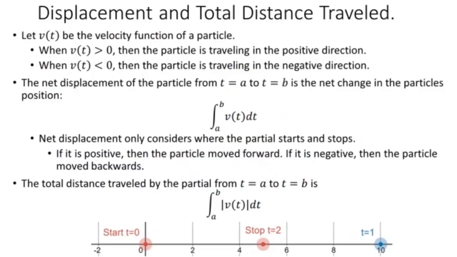Oftentimes, in many different applications, we may use different words that all represent net change. When it comes to position, velocity, and acceleration of a particle on a line, recall that we use v of t to note the velocity of a particle.